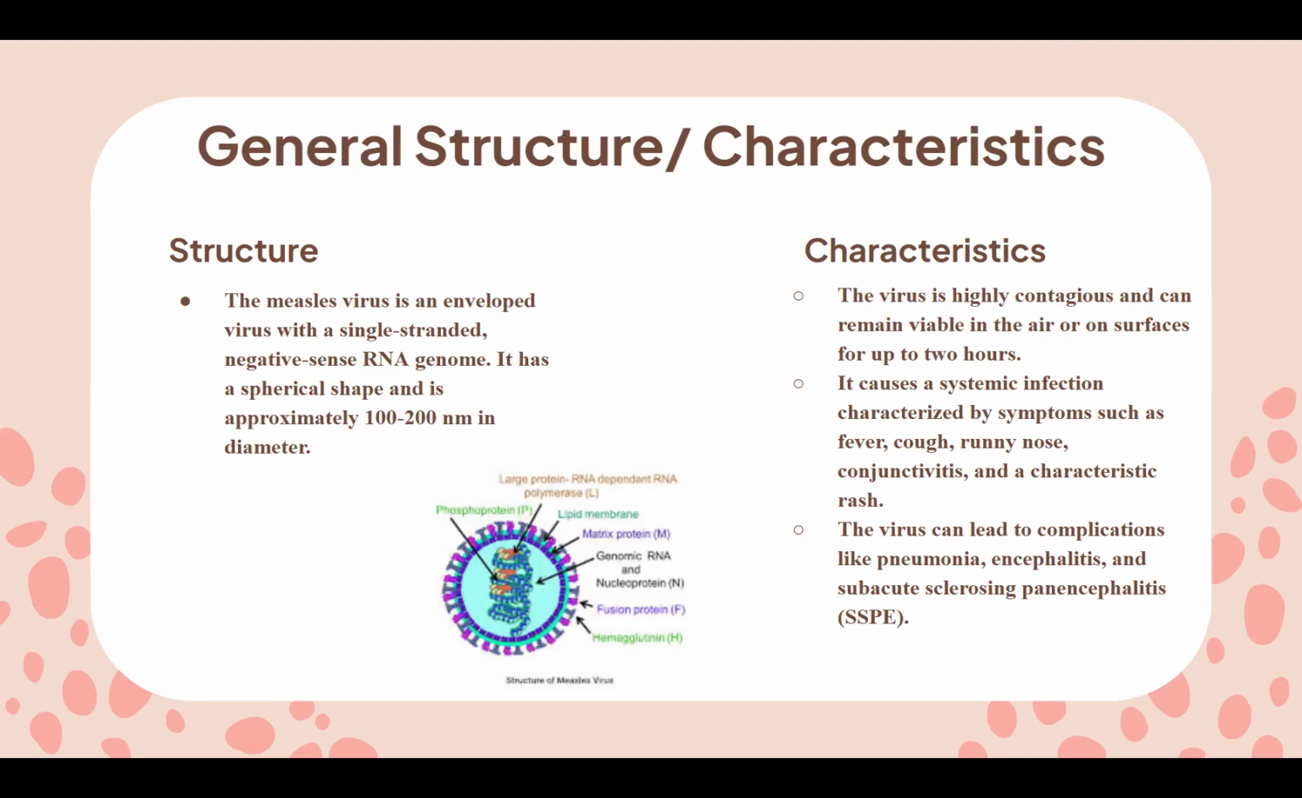It causes a systemic infection characterized by symptoms such as fever, cough, runny nose, conjunctivitis, and a characteristic rash. The virus can lead to complications like pneumonia, encephalitis, and subacute sclerosing encephalitis.